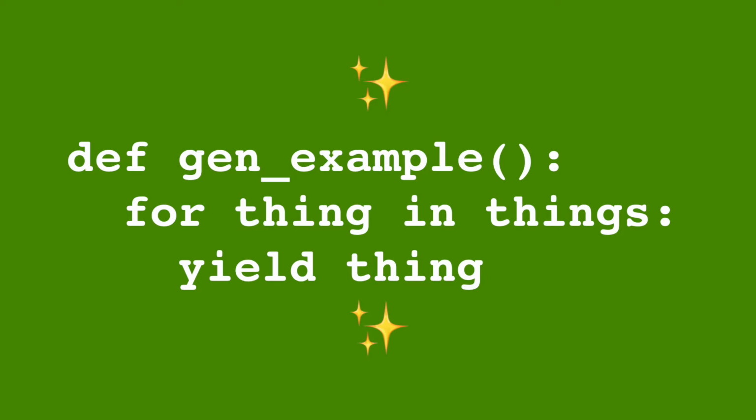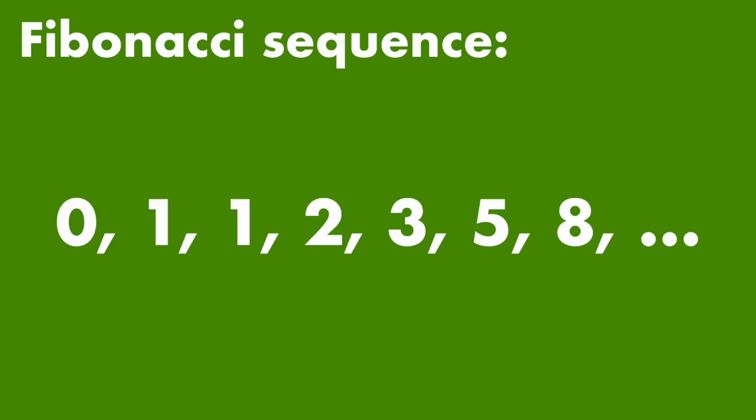A classic example of when to use a generator is the Fibonacci sequence. What is the Fibonacci sequence? It's a series of numbers where each number in the sequence is the sum of the two previous. It begins with 0 and 1, so the next number is the sum of 0 and 1, that's 1. The next number is the sum of 1 and 1, that's 2, and so on.